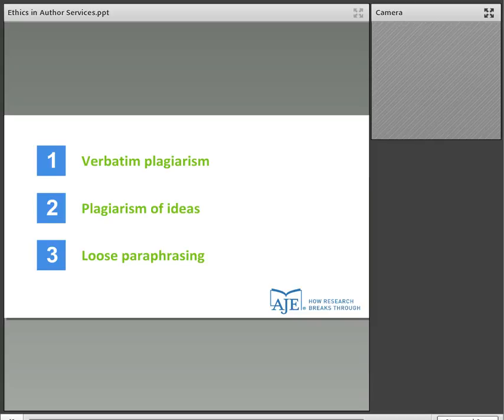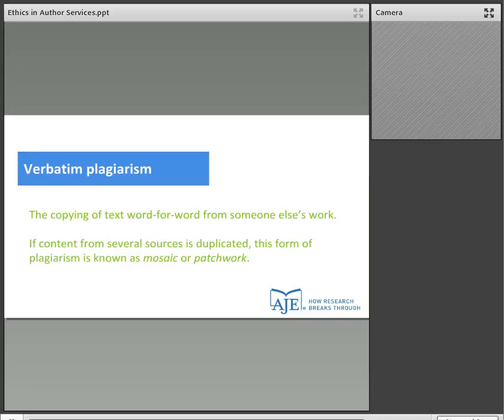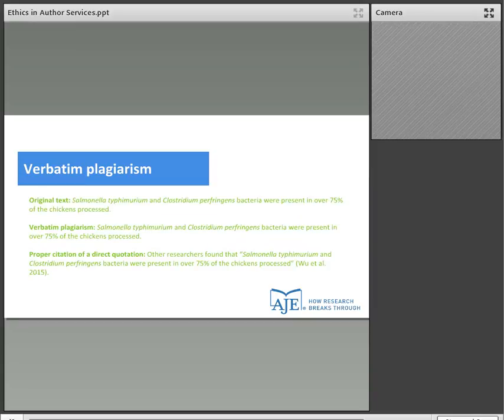Now, the three types I'm going to go over in detail are verbatim plagiarism. That's the most obvious form and the easiest to catch. Then, a little bit more tricky is the plagiarism of ideas. And finally, loose paraphrasing. So verbatim plagiarism is just that. It's word for word copying from someone else's work. And if somebody has taken words from one source and another source and yet another source and put them into his or her own work, we call that mosaic or patchwork plagiarism.